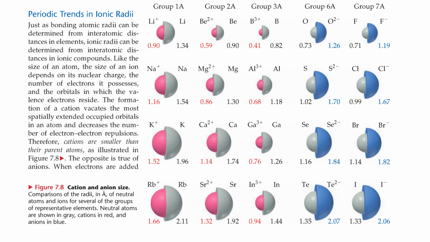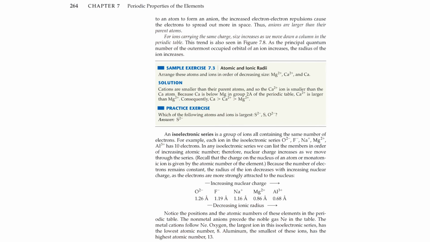The opposite is true for anions. When electrons are added to an atom to form an anion, the increased electron-electron repulsions cause the electrons to spread out more in space. Thus, anions are larger than their parent atoms. For ions carrying the same charge, size increases as we move down a column in the periodic table. This trend is also seen in Figure 7.8. As the principal quantum number of the outermost occupied orbital of the ion increases, the radius of the ion increases.